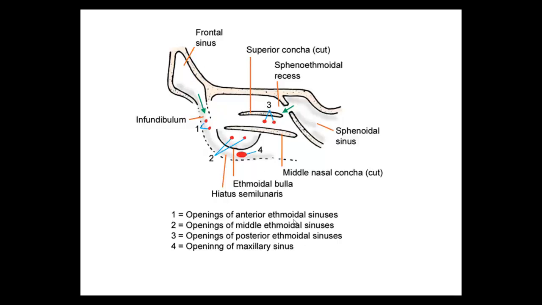1, 2, and 3, these are the openings of the ethmoid. So here is ethmoid opening, ethmoid opening, ethmoid opening, right? And this one is where the maxillary sinus opens, the sphenoid sinus is opening all the way back here, and the frontal sinus is close to the front portion of the nose.